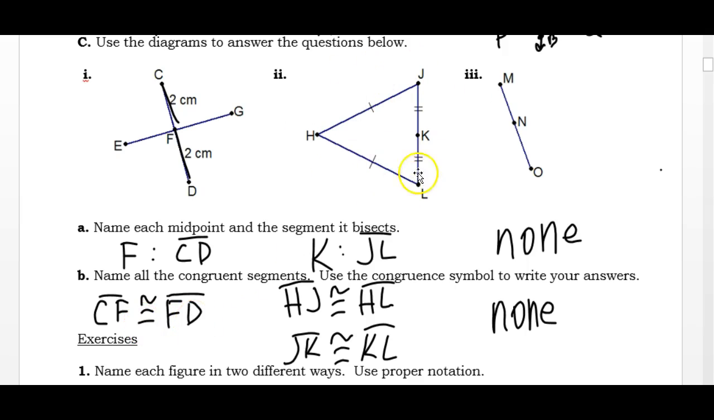On the next picture, I have 2 sets of congruent markings. I have a mark here and here telling me that segment HJ is congruent to segment HL, and I have a mark here and here telling me segment JK is congruent to segment KL. And on the final image, I have no numbers, no markings, so I have no way of knowing if there is any congruence on that figure.